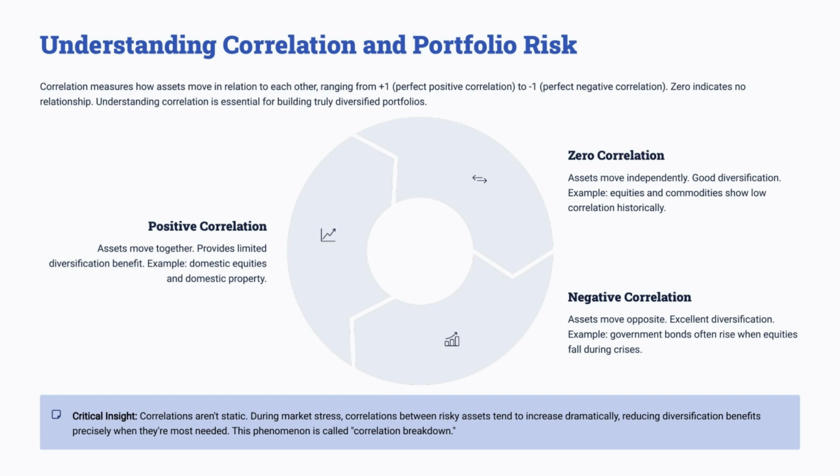Positive correlation offers limited diversification, as seen with domestic equities and property. Zero correlation, like equities and commodities, provides better diversification. Negative correlation, such as bonds rising when equities fall, offers excellent diversification. However, during market stress, correlations can increase, reducing diversification benefits.